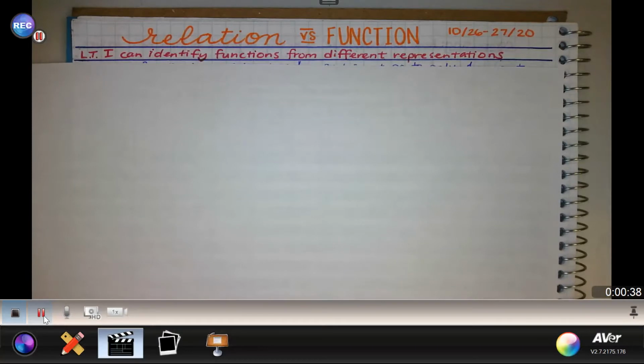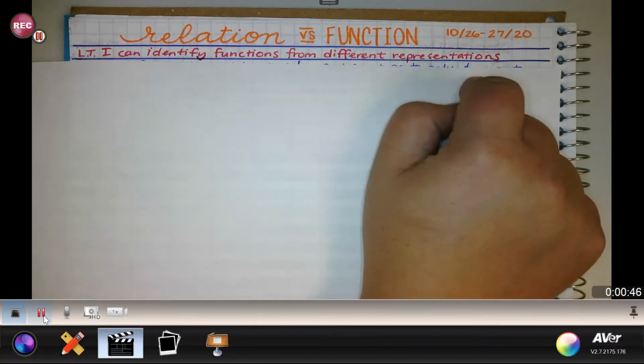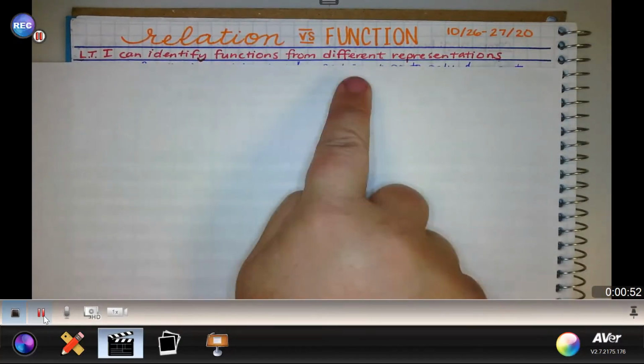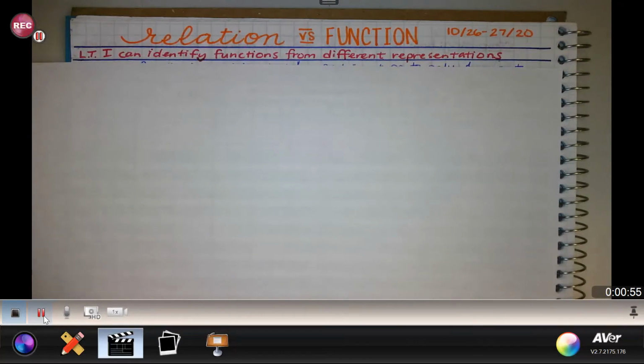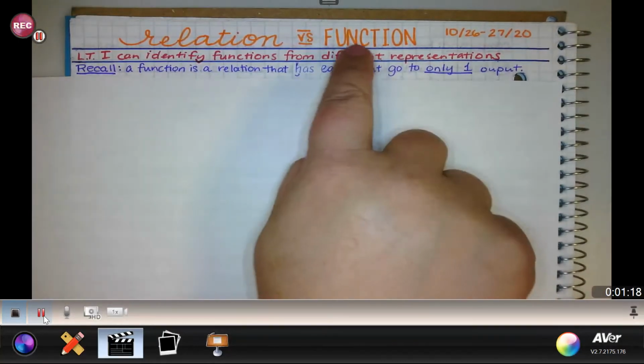Okay, so here is page 18, which is relation versus function, and again, you can write down both dates if you want, or just the date that your class is on, and the learning target is that I can identify a function from different representations. So remember, a function is a special type of relation. So it's kind of like a subset, right? It's still included. Just how an apple is under the umbrella of all fruits. It still is identified as an apple, but you couldn't just pick up any fruit and say, this is also an apple, okay? So it's a special type of relation.